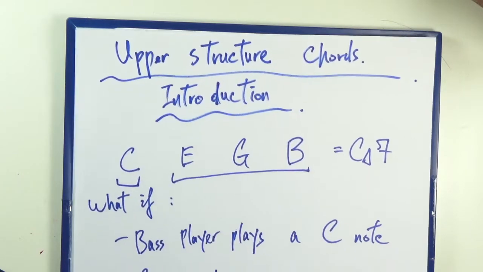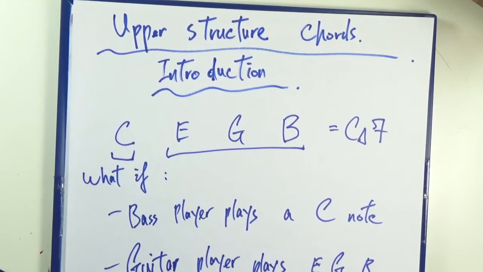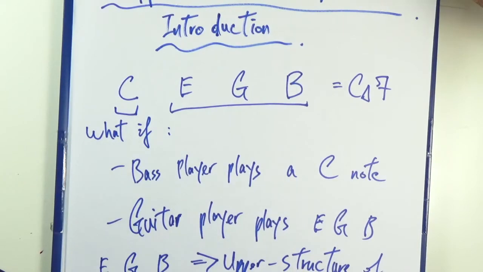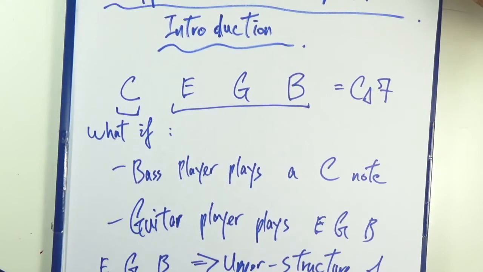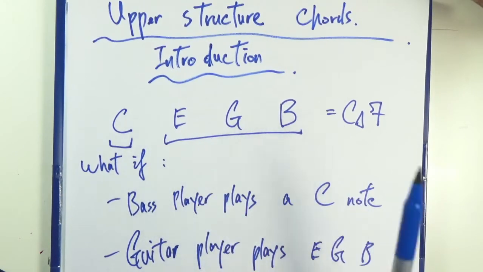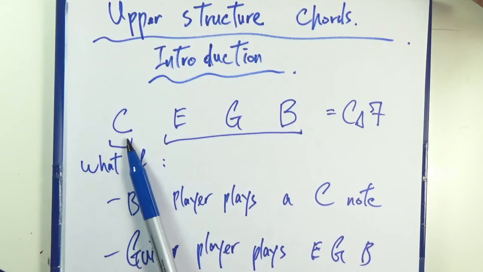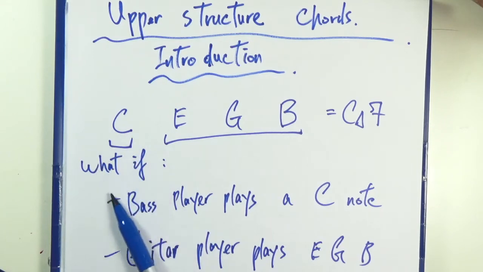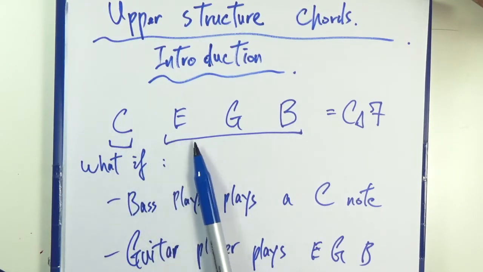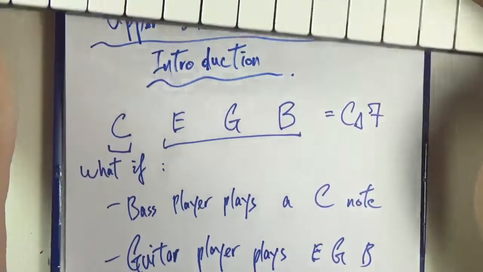So in this video I'm going to explain why we need upper structure chords and roughly what an upper structure chord is. Okay, so let's take a look at an example. So we have C, E, G, B, so that's a C major 7 chord, C, E, G, B. What if the bass player plays a C note, just a C note, and for example a guitar player plays E, G, B? So we have two players right now, or you can be a pianist, so your left hand hits a C or even a C shelf voicing, C major 7 shelf voicing, and have your right hand play E, G, B, which is what I'm gonna do.